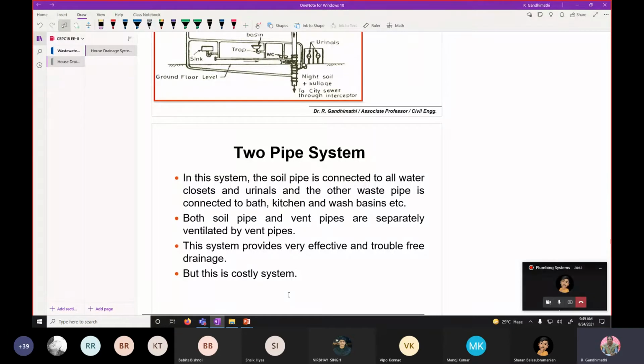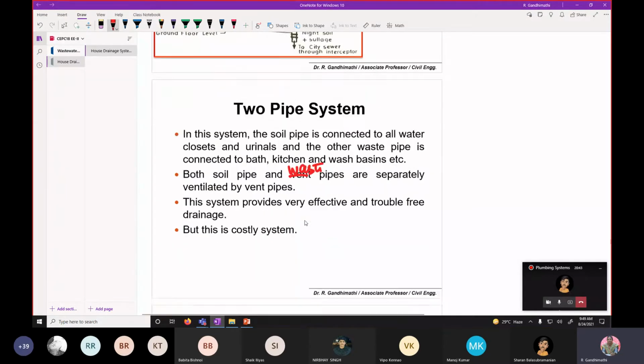In this system, the soil pipe is connected to all water closets and urinals, and the other waste pipe, which we can call the sullage pipe, is connected to the bath, kitchen, wash basins, etc. Both soil and waste pipes are separately ventilated by vent pipes. This system provides very effective and trouble-free drainage, but it is a costly system.